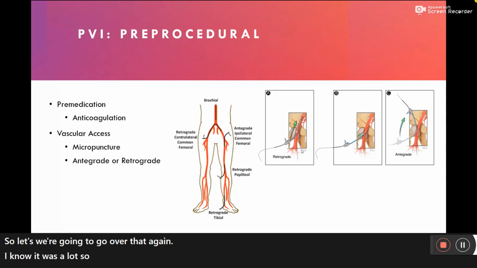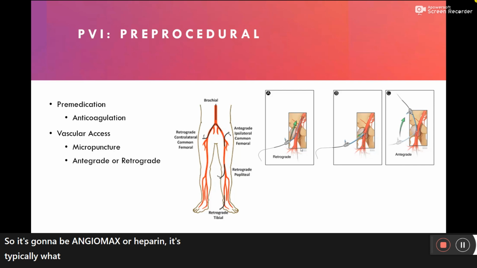So just like we do in the heart, if we're going to put something in the body, if we're going to put in a stent, a balloon, or something like that, we need to anticoagulate our blood so we don't get any unwanted clots to block up or hinder what we have to do. So it's going to be Angiomax or heparin. It's typically what's used.